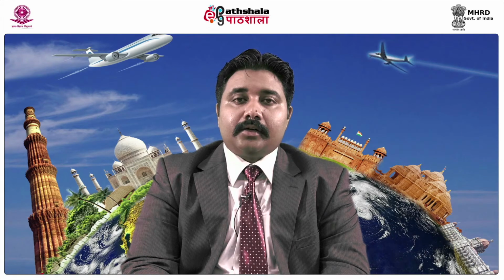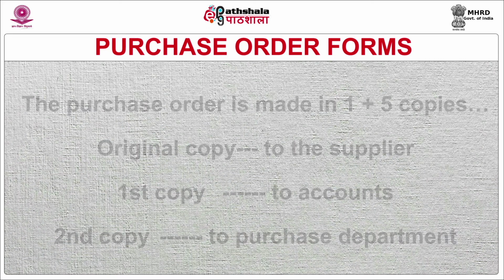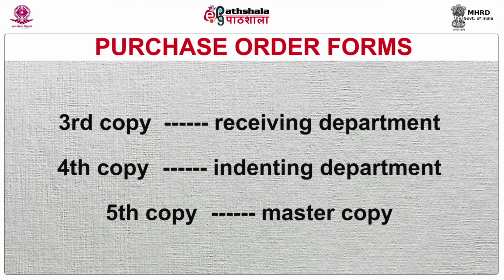Purchase order forms. It is a complete record of all orders made and it helps the receiving department to take necessary action for any foodstuffs arriving late. The purchase order is made in 1+5 copies. Original copy to the supplier, first copy to accounts, second copy to purchase department, third copy receiving department, fourth copy indenting department, fifth copy master copy.